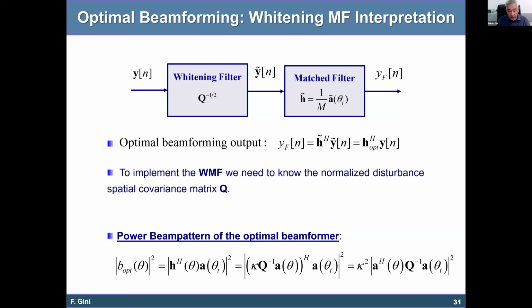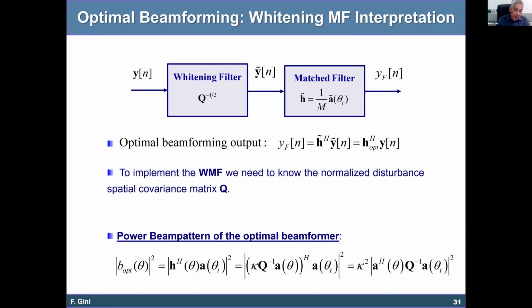Clearly, most of the time, we don't know the structure of the normalized disturbance covariance matrix Q, so it cannot be implemented in practice. But its performance should be understood as a benchmark to the performance that can be asymptotically achieved by any adaptive detector.